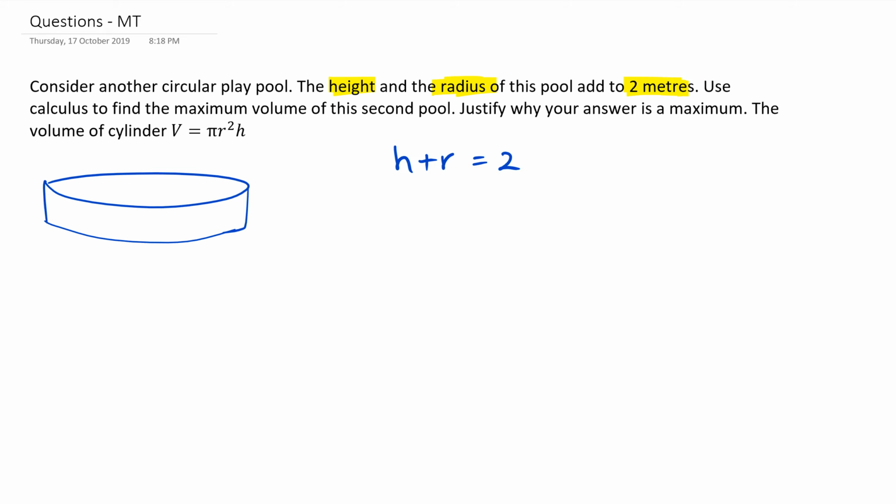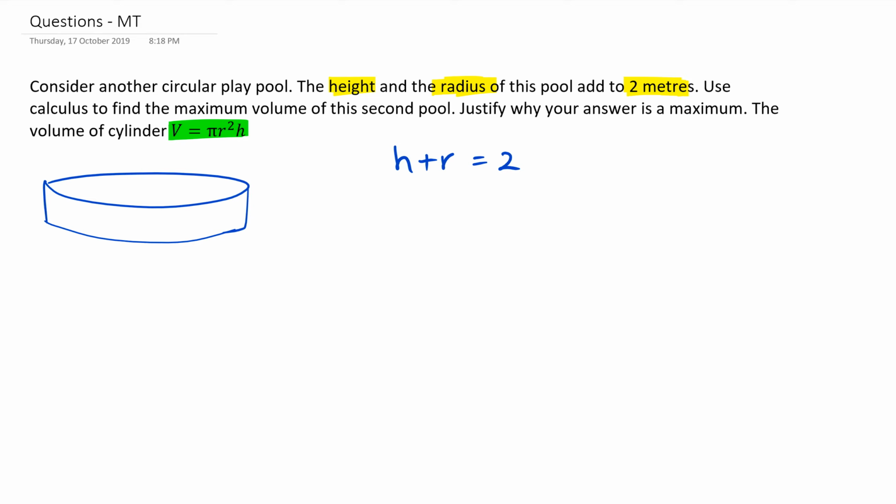Now it says use calculus to find the maximum volume of the second pool. Whatever happened to the first pool, don't worry about it. We're just calculating this particular pool. We have to justify why it's maximum, and the only other information we're given is that the volume of a cylinder is pi r squared h.